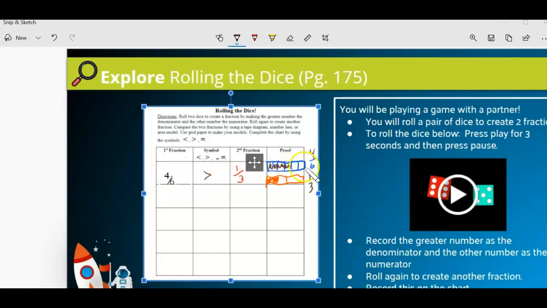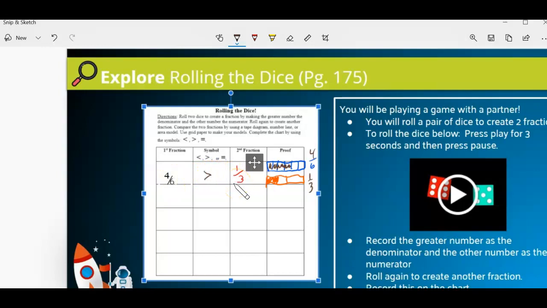So I've got 6 equal parts. I've got 4 shaded in, and down here is 1/3, the 1/3 fraction. So I've got 1 shaded in. So clearly, I can see that 4/6 is going to be bigger than 1/3. So that's why I've got the greater than sign right here. So 4/6 is greater than 1/3.